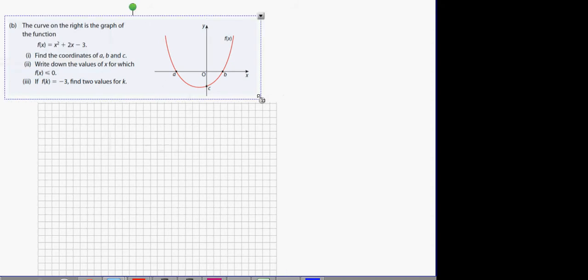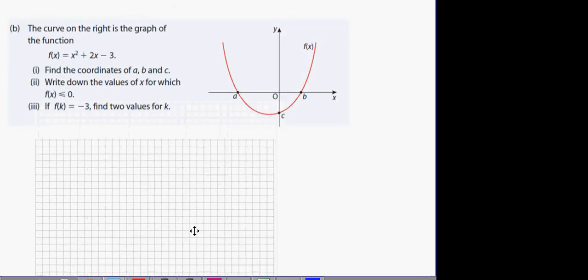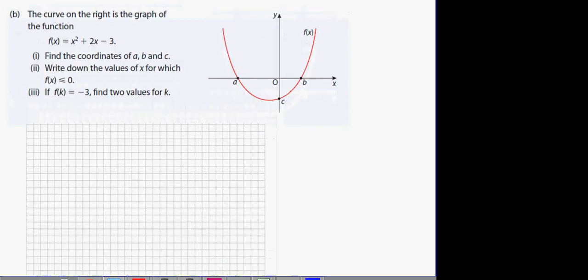The curve of the graph f(x) equals x squared plus 2x minus 3 is shown on the right. Find the coordinates of A, B and C. Well, A and B is where the value of y equals 0. The output value equals 0.